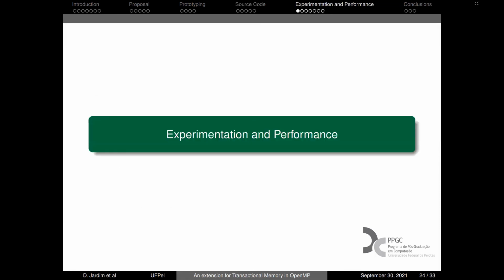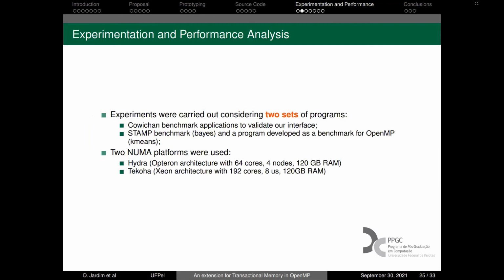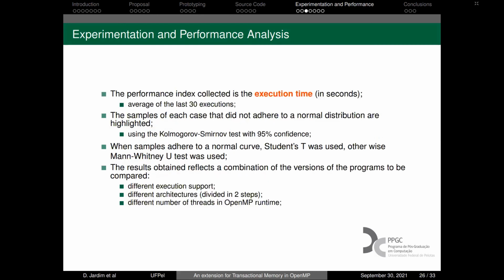Now for the experimentation and performance. The experiments were carried out considering 2 sets of programs. The first set is the same Cohesion benchmark applications that we analyzed the source code of. And the second set is a STAMP benchmark called Bayes, and a program developed as a benchmark for pure OpenMP called K-means. 2 NUMA platforms were used, Hydra and Tekoha. Here's their specification.